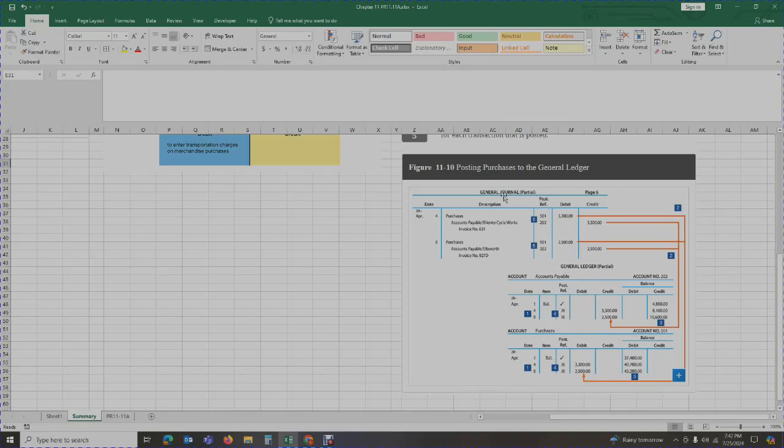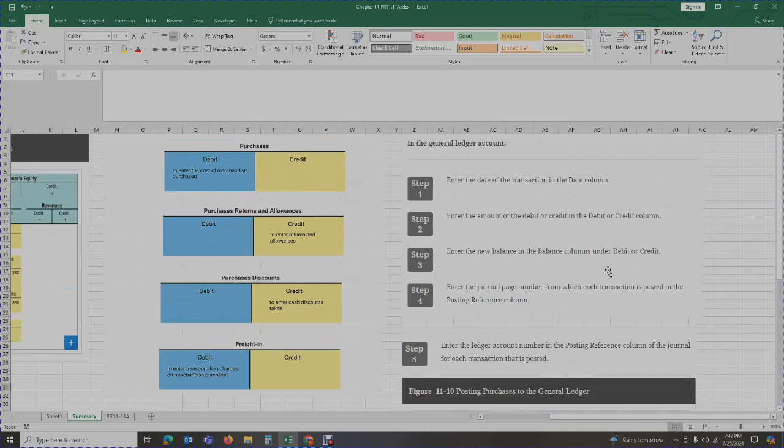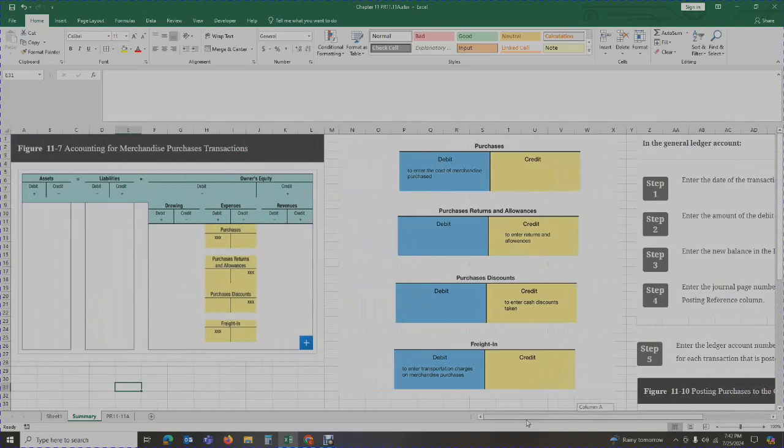So your post reference on the ledger is your journal page number. Your post reference on the journal is the account number that you're posting it to. Remember, every account has an account number. You're going to be entering it on your journal as you transfer the information from your journal to your ledger. Okay? So, there is a wealth of information in the chapter. Great examples are included. Please make sure that you read the entire chapter before you attempt the problem.